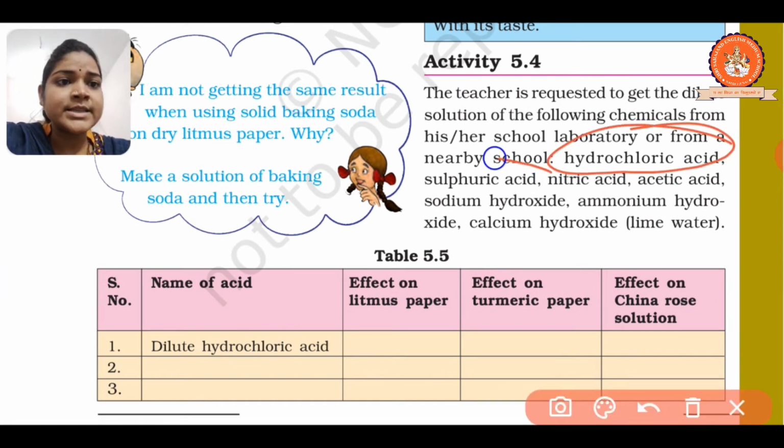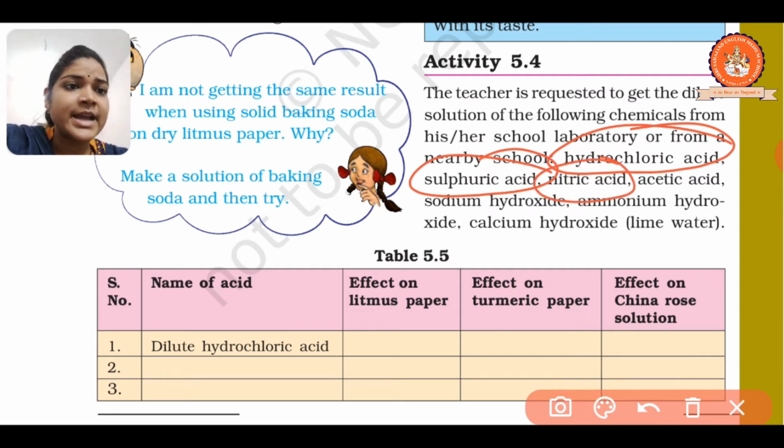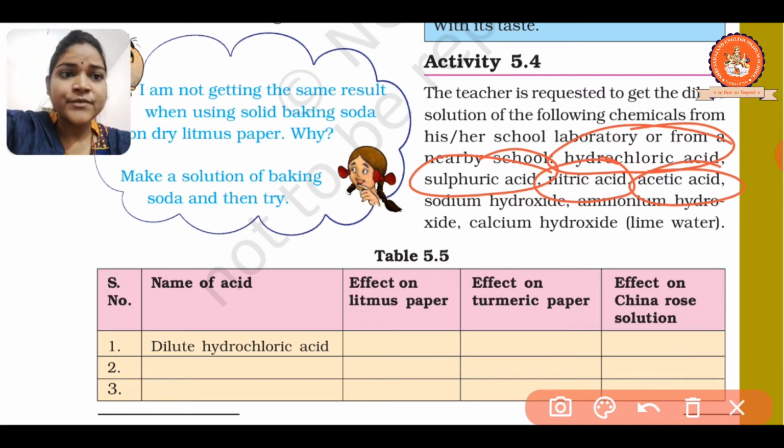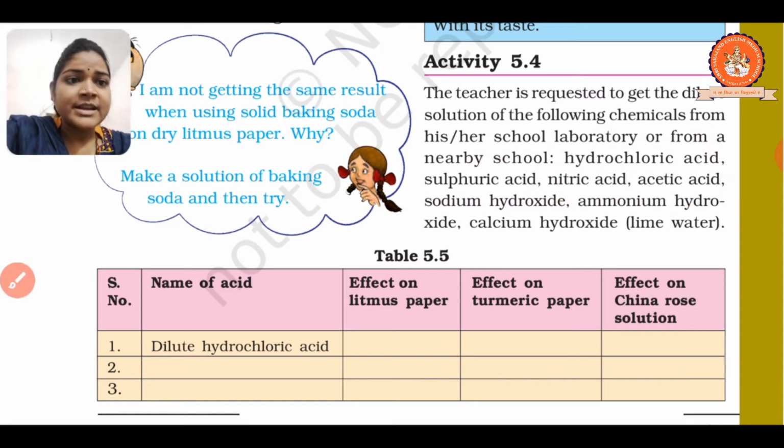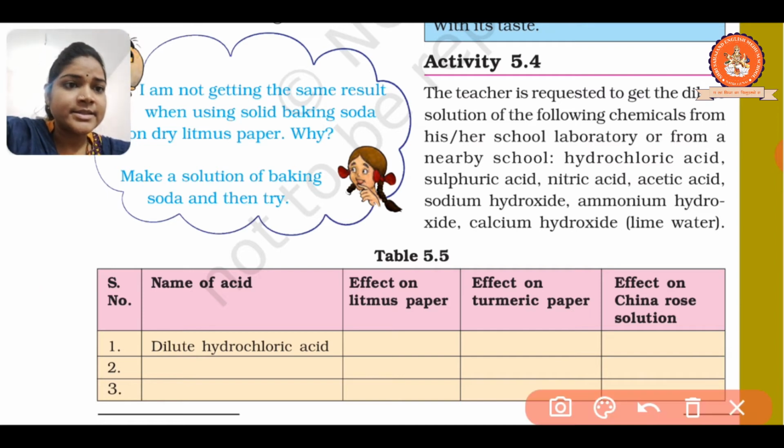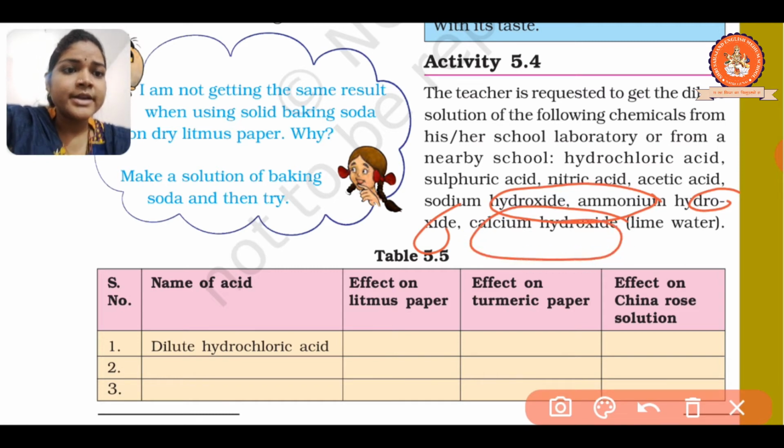So hydrochloric acid, sulfuric acid, nitric acid, acetic acid: these are acidic in nature. If you add the China rose indicator to these solutions, it turns dark pink. Now the remaining ones are basic in nature. So if you add a few drops of China rose indicator to these solutions, it turns green because they are basic in nature.